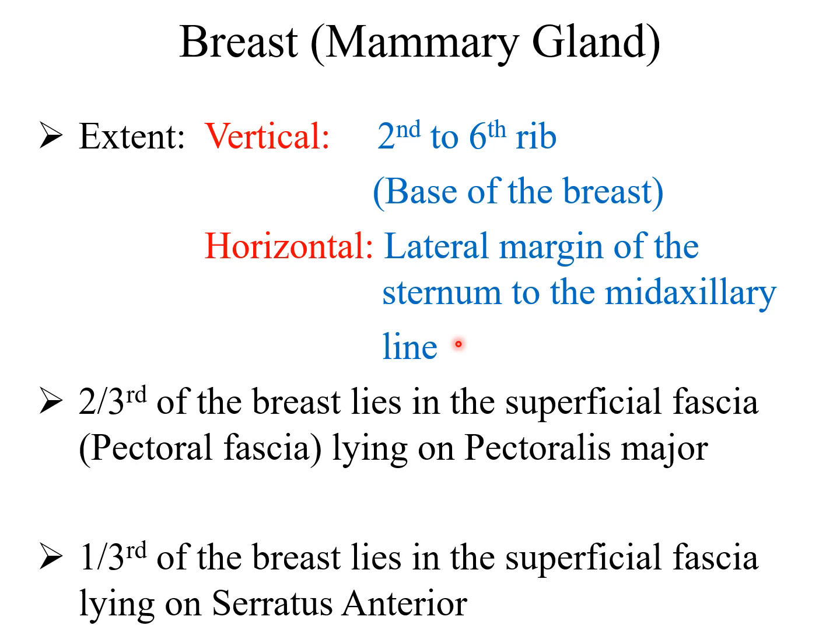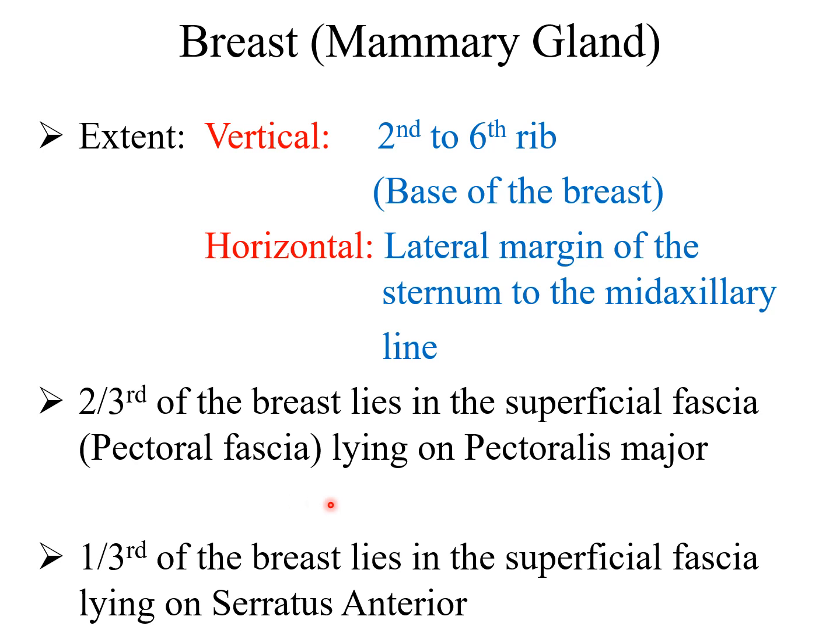So in the diagram I will also show you. From lateral margin of the sternum to the mid axillary line, horizontally the breast extends. So these positions are relatively common in all human beings. Although the size is variable, the extent is almost the same, that vertically from second to sixth rib and horizontally from lateral margin of the sternum to the mid axillary line.